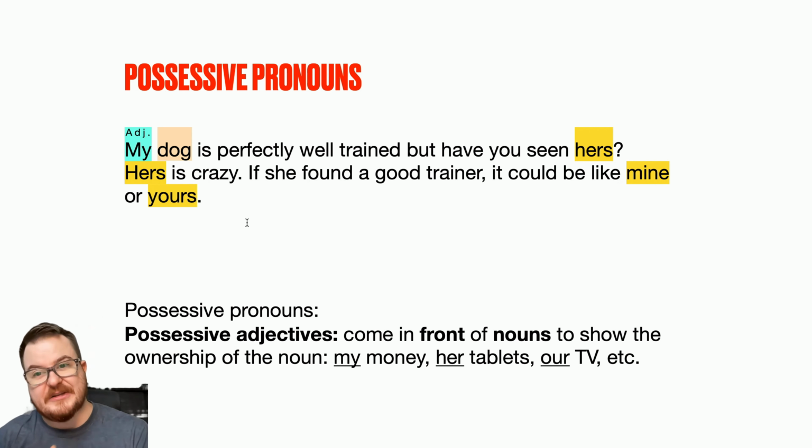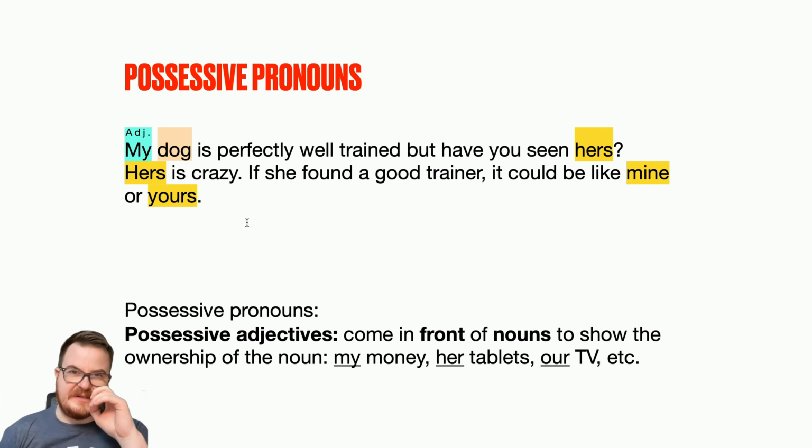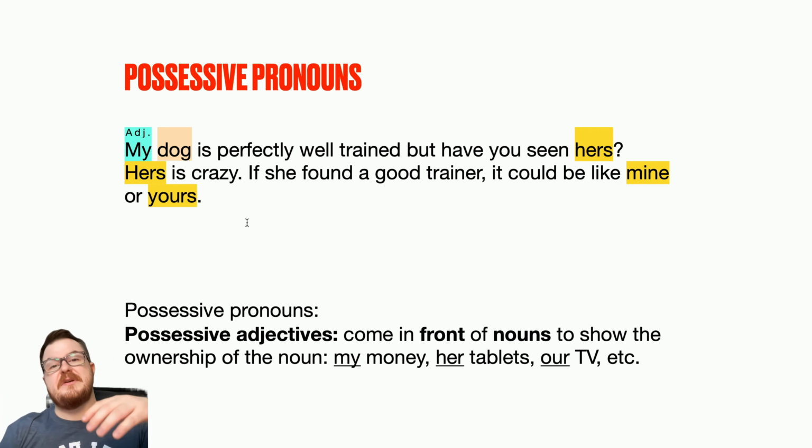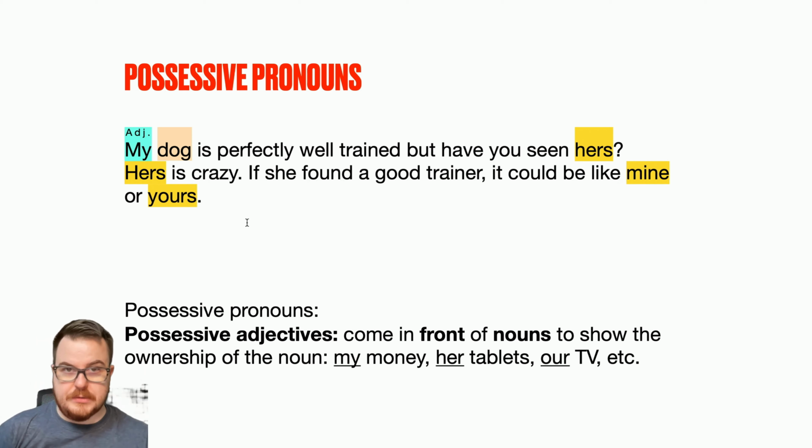But if you listen to some textbooks and some German teachers, you may get very confused between what is a possessive adjective and what is a possessive pronoun, because for some reason, some people call these two things possessive pronouns. And possessive adjectives are not possessive pronouns. Possessive adjectives come in front of a noun. Possessive pronouns work on their own.